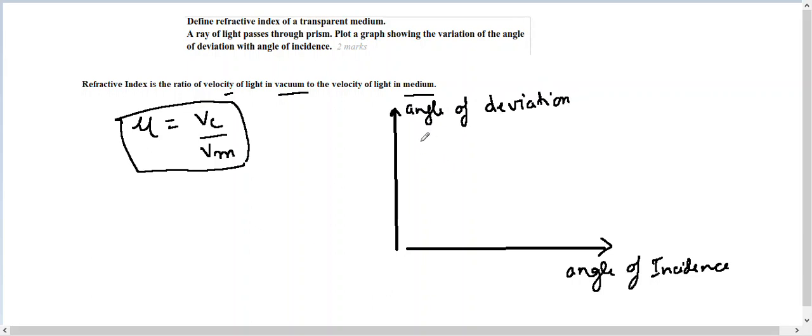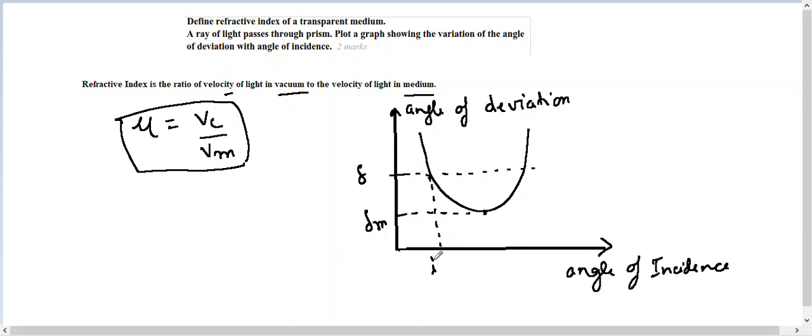So when we are going to plot a graph, the graph is going to be something like this. It's kind of a U-shaped graph. So here, let this angle of deviation be equal to delta m, and this is delta. So this is going to be I1, this is I2, and here is I.